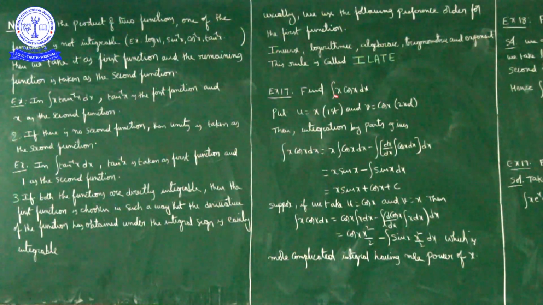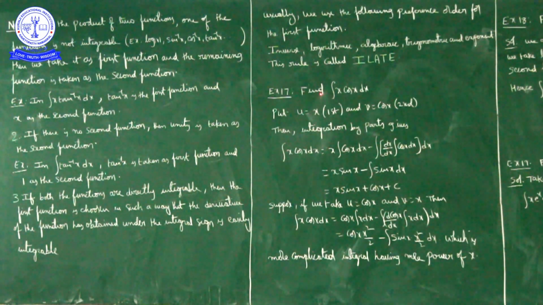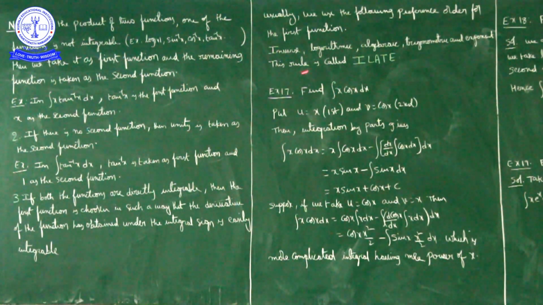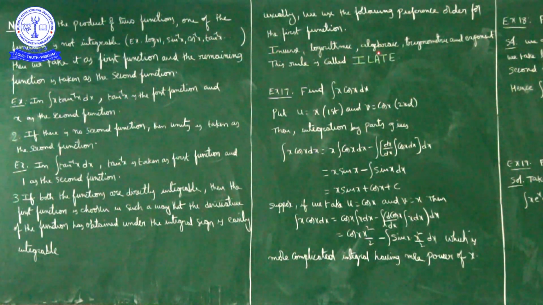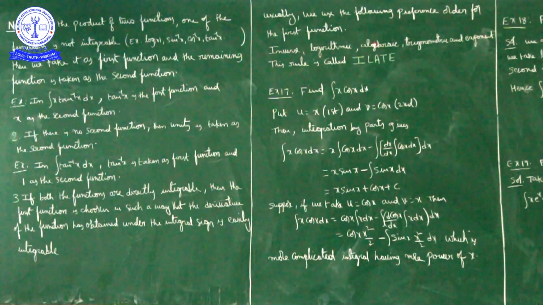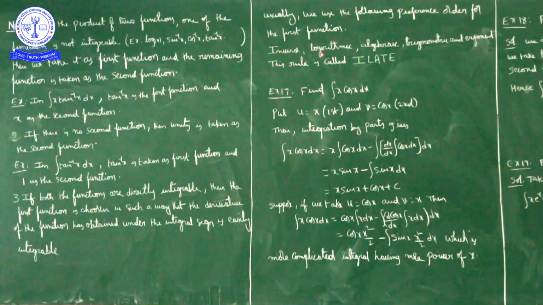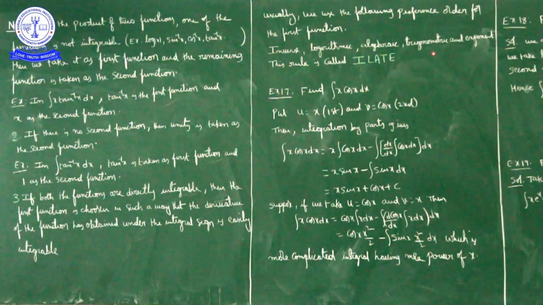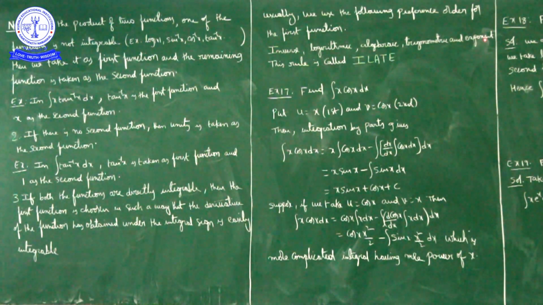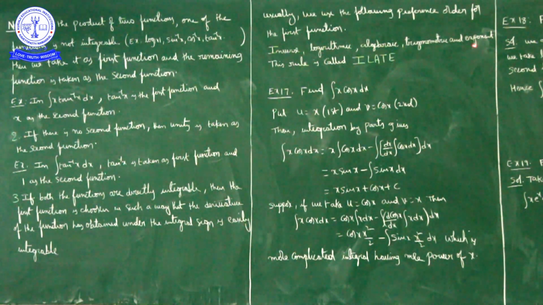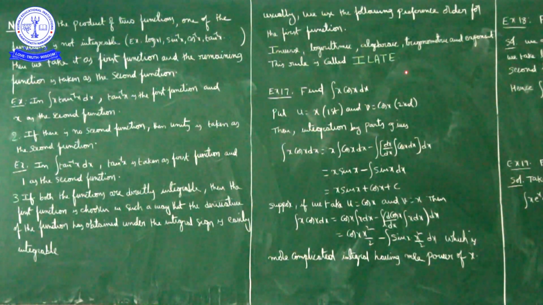When both the functions are directly integrable functions, usually we will use this order for the first function. Suppose you have one inverse function and one algebraic function: inverse function as the first function and algebraic as the second function. Suppose logarithmic and trigonometric: logarithmic as the first function and trigonometric as the second function. Suppose algebraic and exponential: algebraic as the first function and exponential function as the second function. This method we will use.